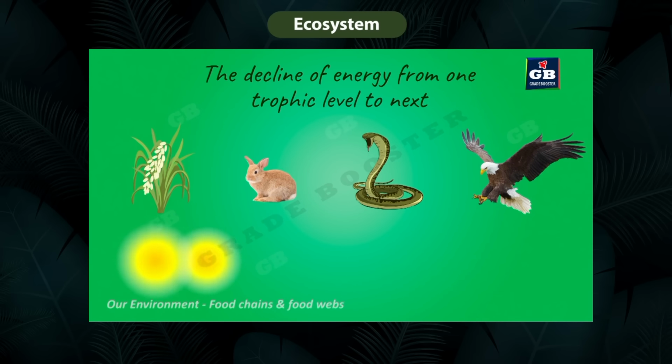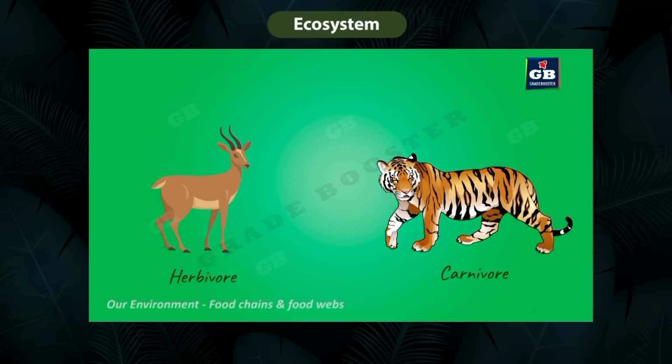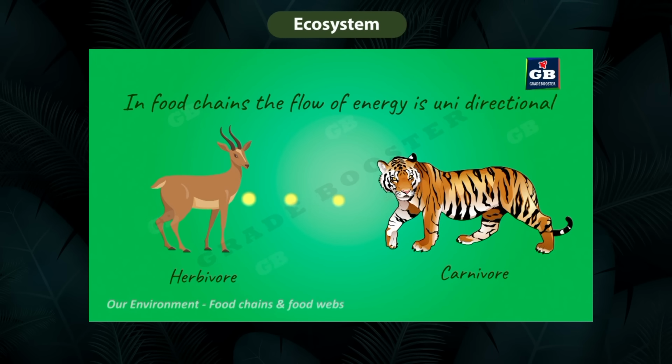So in a food chain, only 10% of energy from level 1 is available for level 2. Only 10% of the energy from level 2 is available for level 3. And only 10% of energy from level 3 is available for level 4. So we can observe a gradual decline of energy from first level to last level. That is the reason why food chains usually have only 3 to 4 levels. In a food chain, the flow of energy is unidirectional. That means the energy flows from a herbivore to a carnivore, never from a carnivore to a herbivore in the reverse direction.